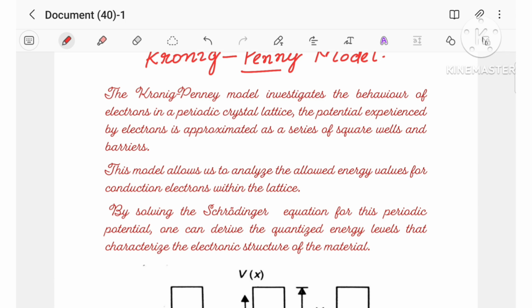This model allows us to analyze the allowed energy values for conduction electrons within the lattice. By solving the Schrodinger equation for this periodic potential, one can derive the quantized energy levels that characterize the electronic structure of the material.